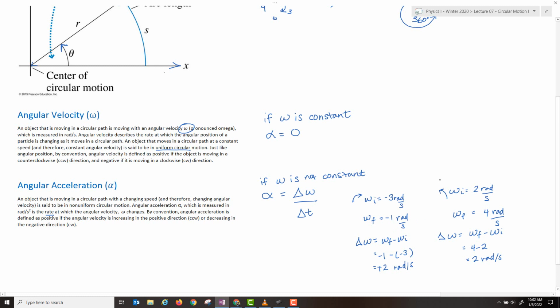So these are the two situations where the change in omega would be a positive value. You're either in the positive direction, speeding up. We went from 2 rads per second to 4 rads per second. Or we're traveling in the negative direction, clockwise, but we're slowing down, going from negative 3 rads per second to negative 1. We're becoming less negative. We're not going quite as fast. By convention, the angular acceleration is positive if the angular velocity is increasing in the positive direction or decreasing in the negative direction.